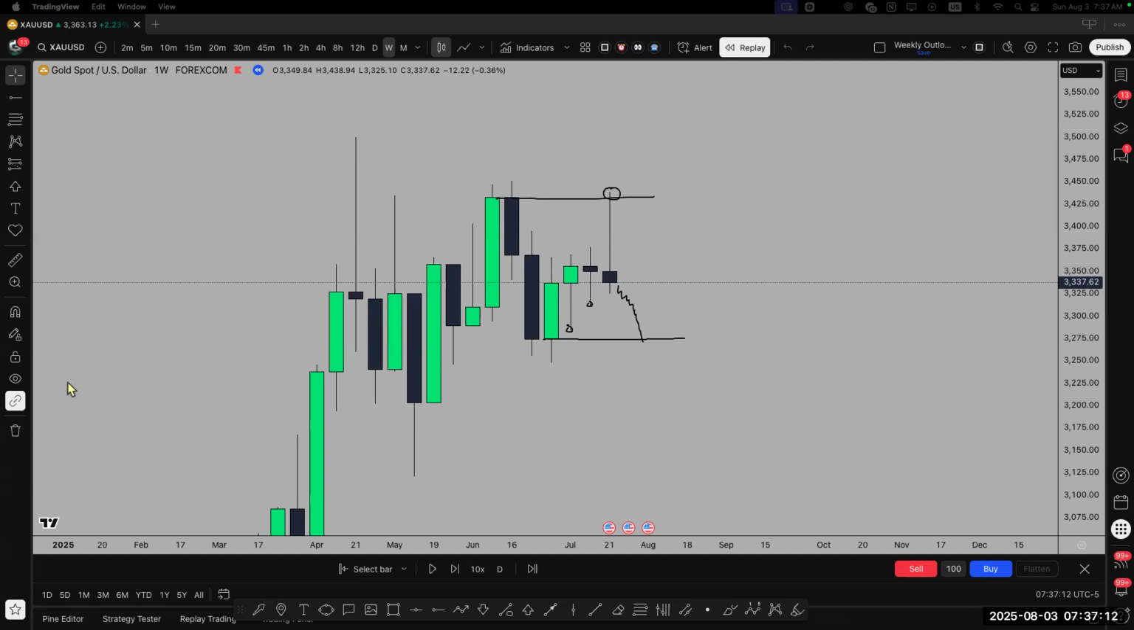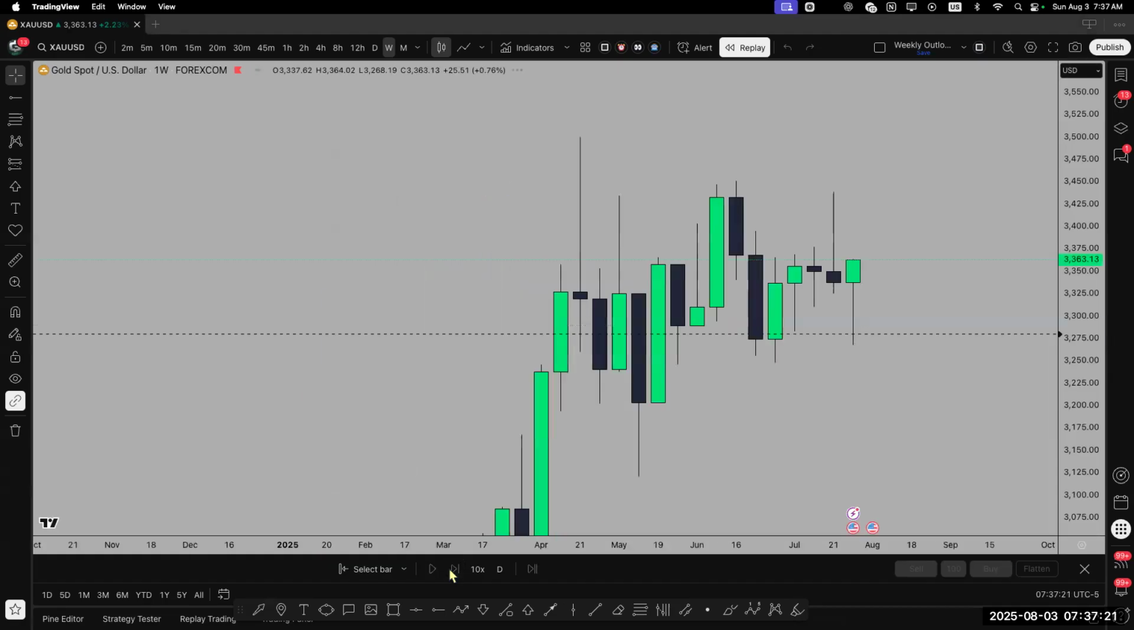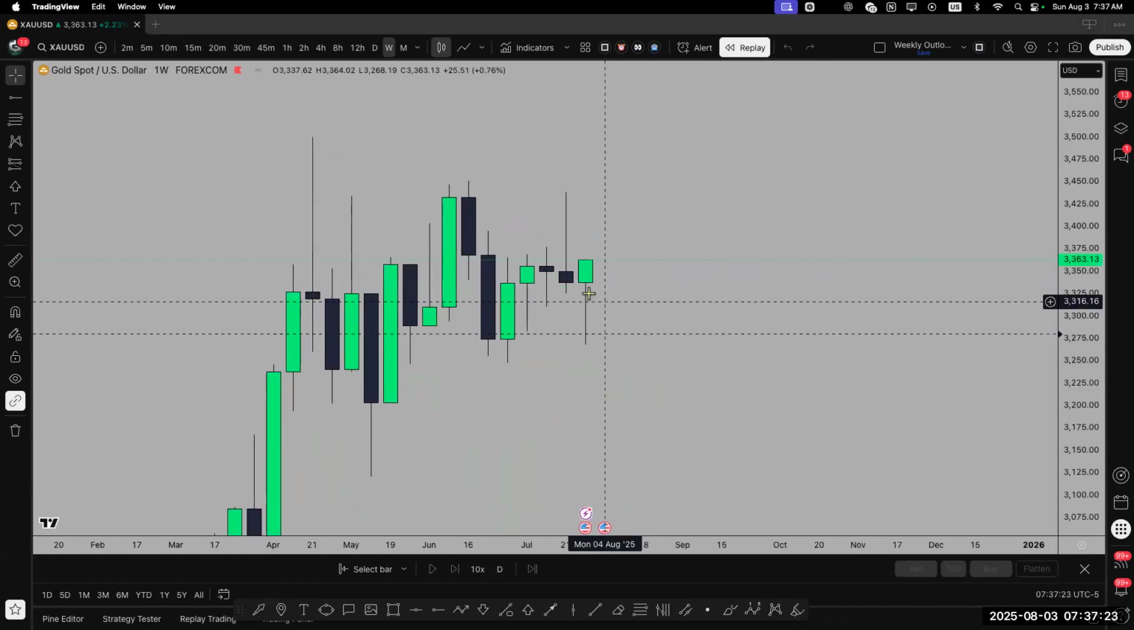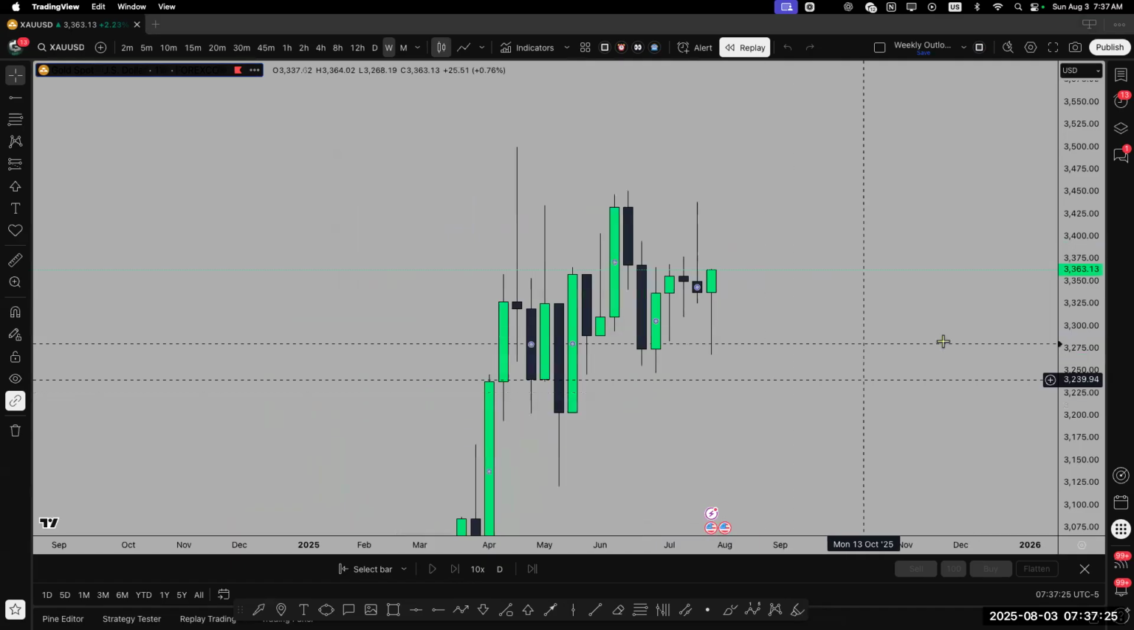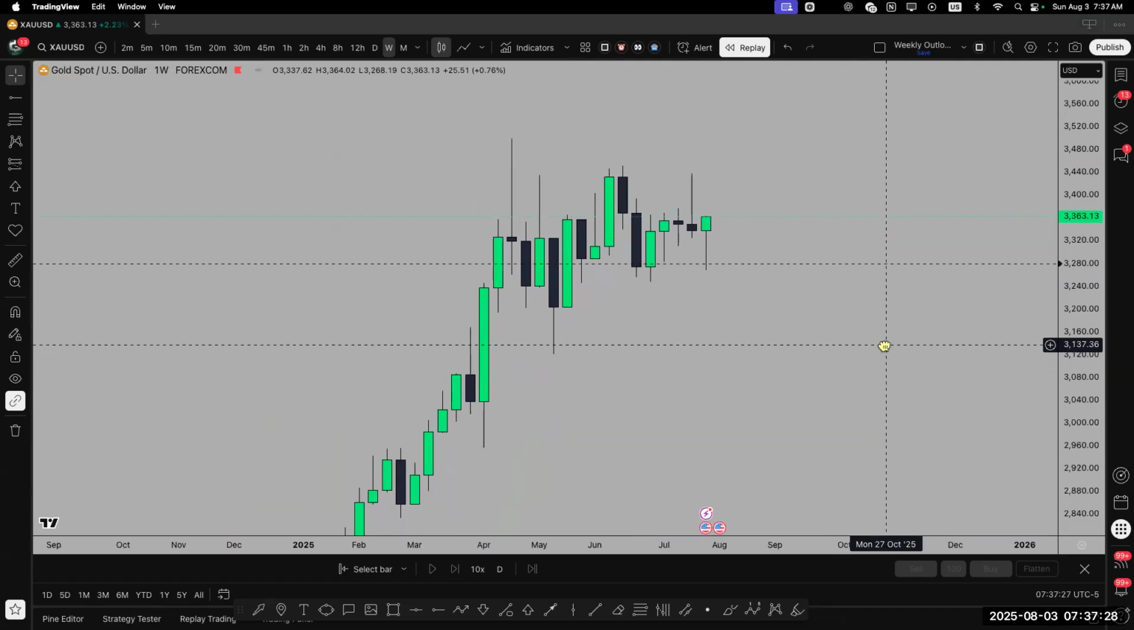And then hit play one more time. And there it is. It got to the open, and then it just completely did this. So that looks pretty good. That looks pretty good to continue going upwards.